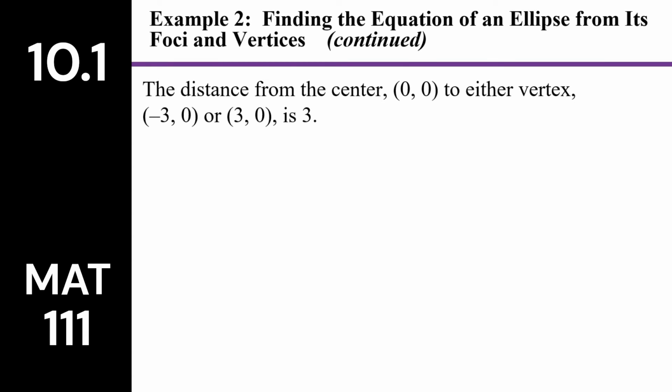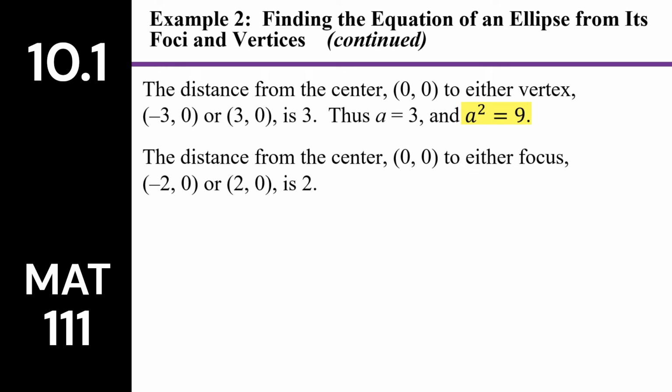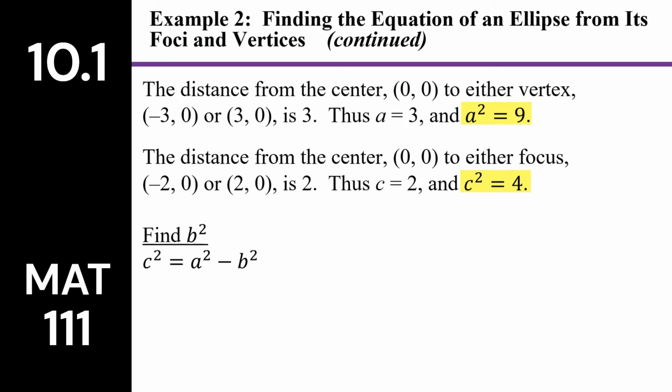The distance from the center to either vertex is 3, so therefore a is 3 and a squared equals 9. The distance from the center to either focus is 2, and therefore c is 2 and c squared equals 4. So we can find b squared by using the formula c squared equals a squared minus b squared, or the version b squared equals a squared minus c squared. A squared is 9 and c squared is 4, so b squared equals 5.